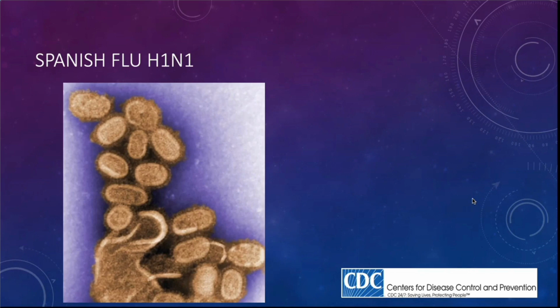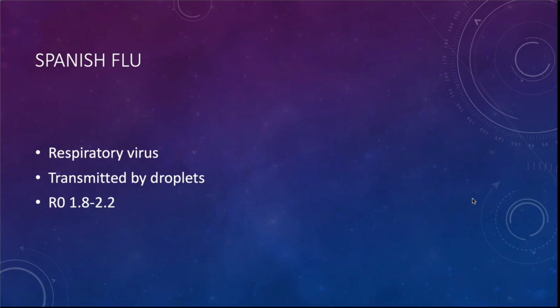And this is a nice picture that I obtained from the CDC, illustrating the Spanish flu H1N1. So we know that influenza in general, and the Spanish flu, is a respiratory virus. It is transmitted by droplets. The rate of transmission, meaning that if somebody is infected, there is a rate of 1.8 to 2.2 secondary infections from that case. And we're going to talk about COVID-19 in a few minutes and compare those two.